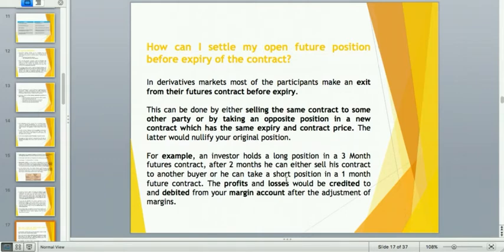He can take a short position because he was in a long position. So the opposite would be a short position in a 1 month future contract because 2 months have already passed. So you can take a short position in a 1 month future contract. Profits and losses would be credited to and debited from your margin account after the adjustment of margins. So that is how you can settle your future position before expiry of the contract.